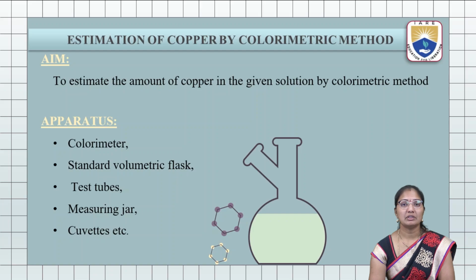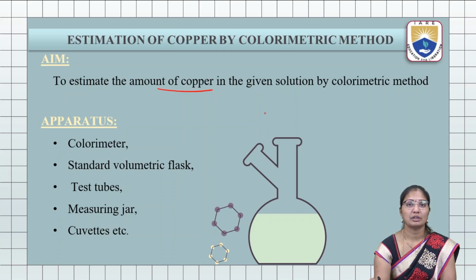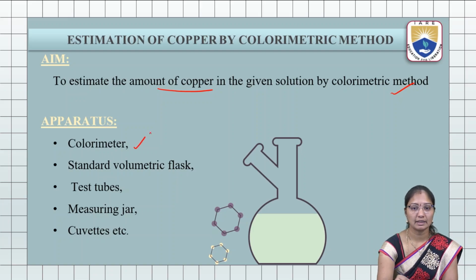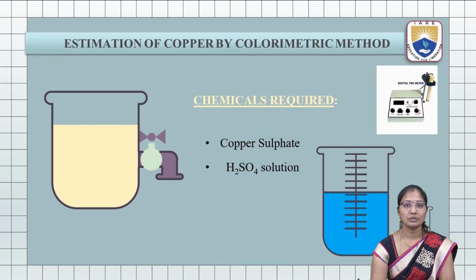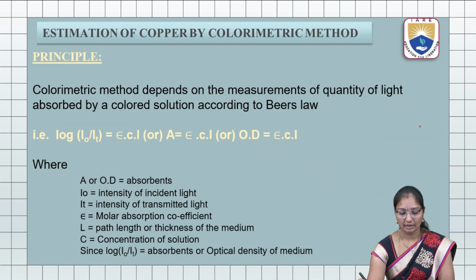So, our aim is to estimate the amount of copper in the given solution using colorimetry. The apparatus required to carry out this experiment are a colorimeter, standard flask, test tubes, measuring jar and cuvettes. The chemicals required in this experiment are copper sulfate and sulfuric acid. And this is the colorimeter, a digital colorimeter.